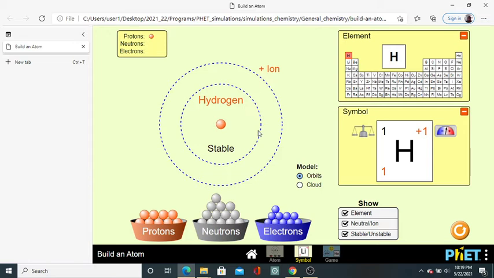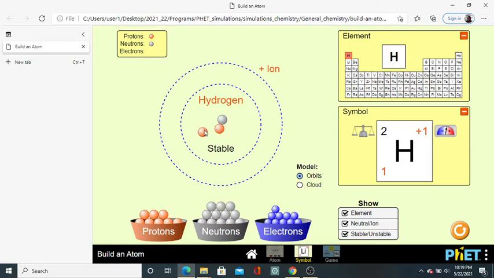Okay, so let's see what happens now if I add a neutron. If I add a neutron, the only number that changes is this top number. So let's see what happens now if I add another neutron. That number changes. It's unstable. So we can see that the more neutrons it has compared to its balance in protons, the more unstable it becomes.